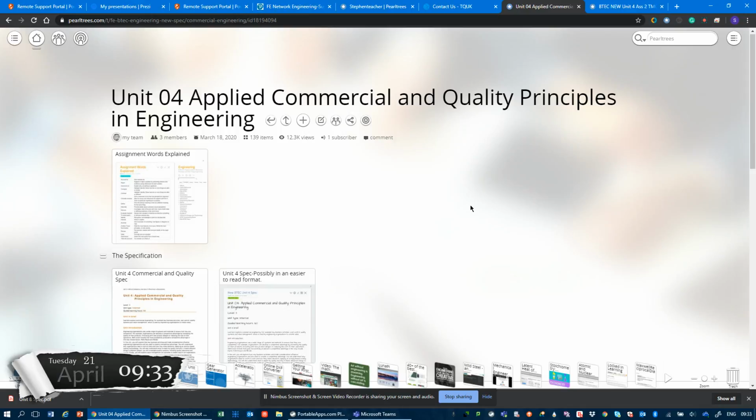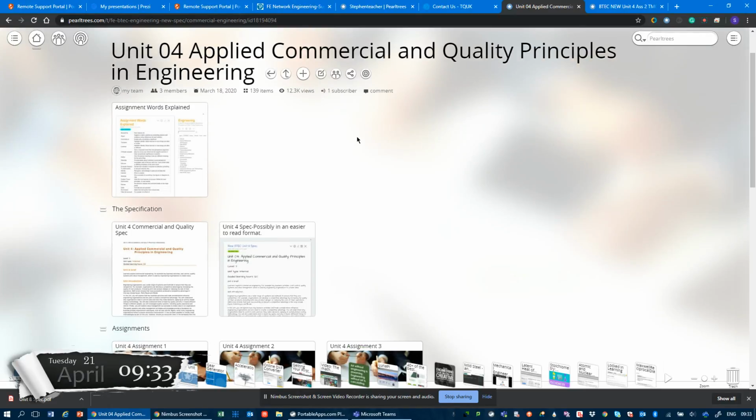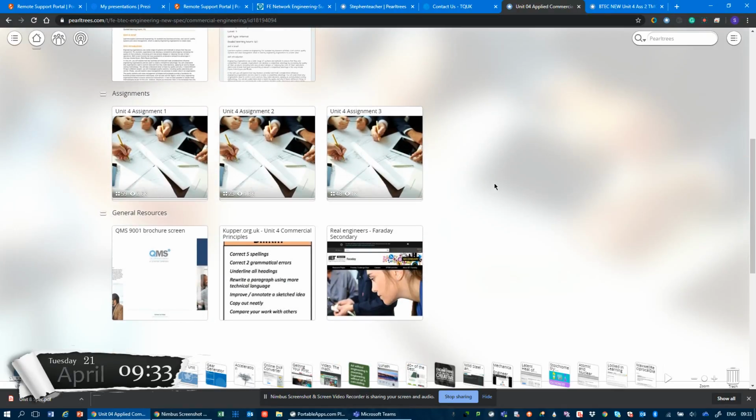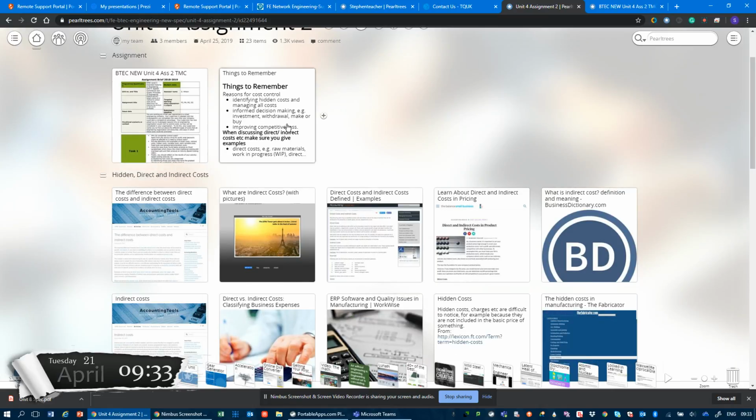And the second assignment is on the Moodle. So here's your Moodle page for Unit 4, Applied Commercial and Quality Principles in Engineering. And we scroll down and we scroll down and we scroll down. Now, where could it possibly be? Not there. Is it there? It is there. Okay, let's see what we've got. We've got the assignment. We've got things to remember. That might be worth reading. We'll have a look at that in just a moment.